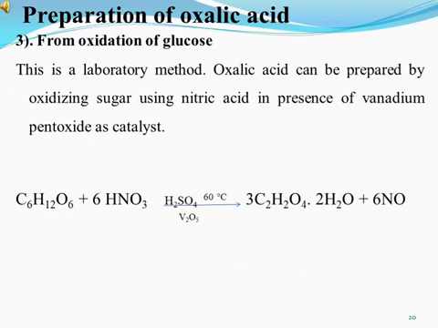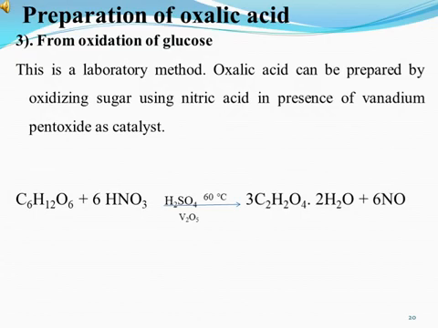Preparation of oxalic acid from oxidation of glucose. This is a laboratory method. Oxalic acid can be prepared by oxidizing sugar using nitric acid in the presence of vanadium pentoxide as catalyst.